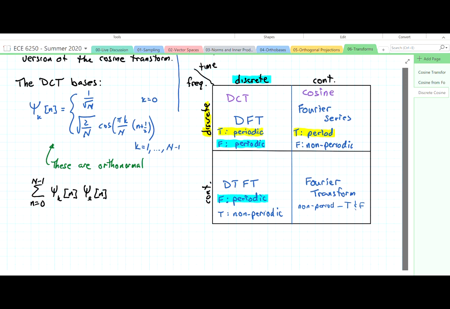Well, when k and L are both 0, then we're multiplying 1 over the square root of n times 1 over the square root of n, so we get 1 over n. And we add that up n times, and so we get 1.